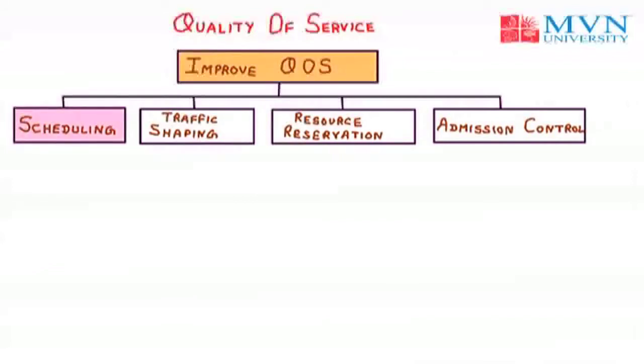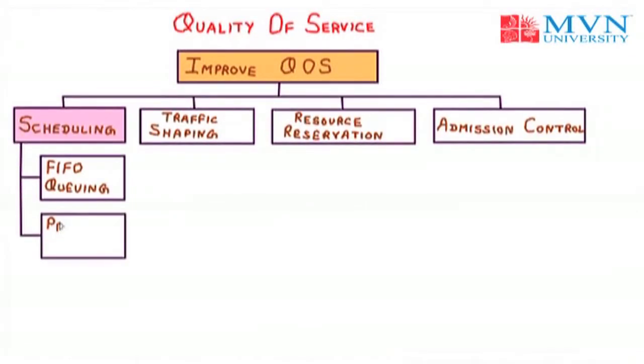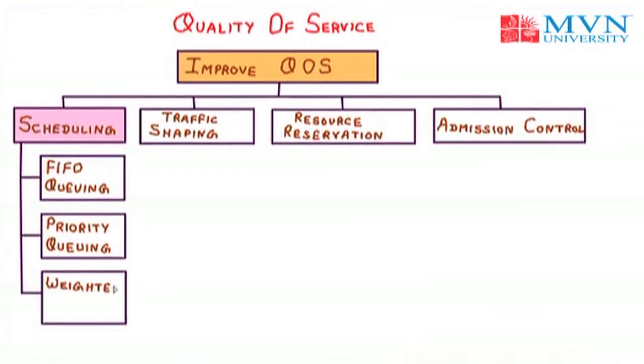If I'm talking about the scheduling, the packets from different flows arrive at the switch or the router for processing. A good switching technique treats the different flow in a fair and appropriate manner. Several scheduling techniques are designed to improve the quality of service. The first scheduling technique we are having, that is the FIFO queuing. The next technique under the scheduling we are having, that is the priority queuing. And the next under the scheduling we are having, that is the weighted fair queuing.